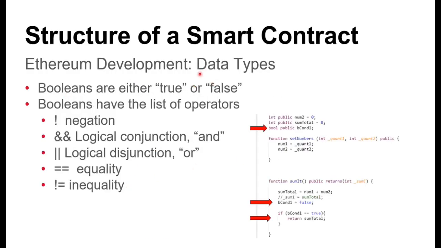And then there are Boolean data types. So Boolean data types are a data type that is true or false. And we have here our negation operators. Our logical conjunctions, either the double ampersand or the and. Logical disjunction, either the double pipe, or equity with the double equals, or inequity with the bang equals. And you can see examples of it right here.